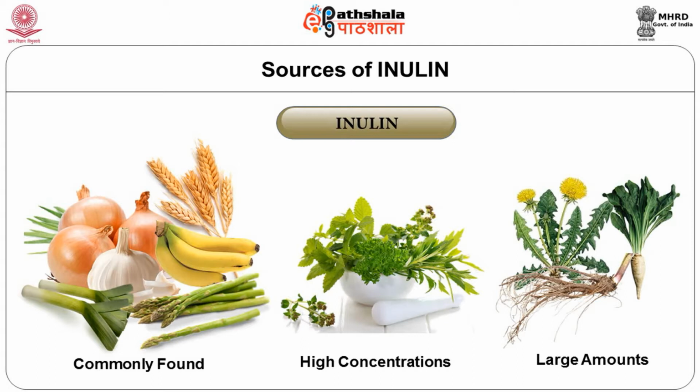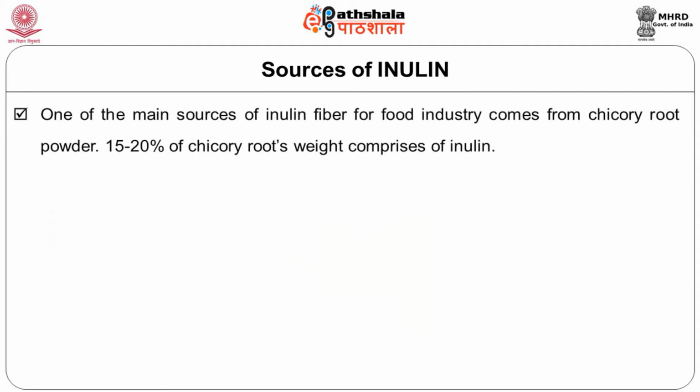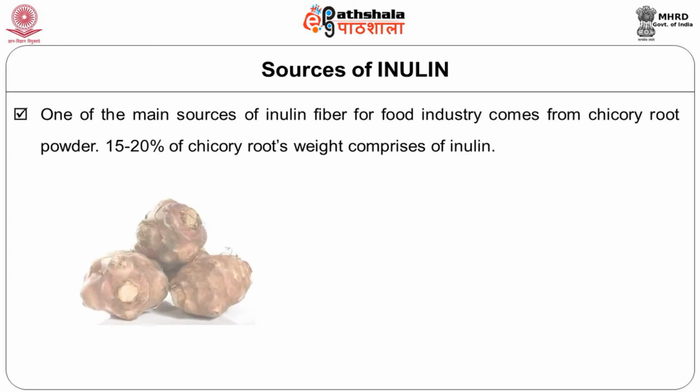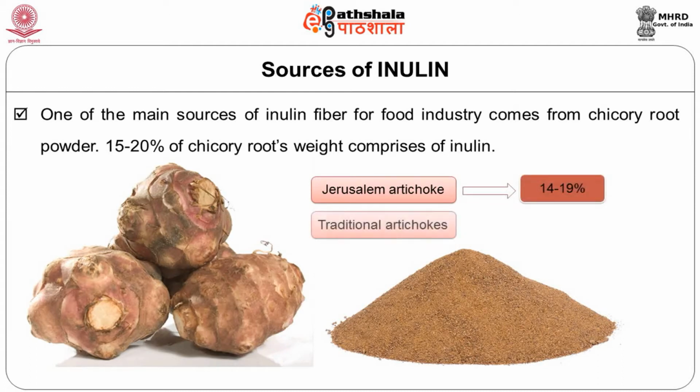Traditional artichokes may contribute about 3 to 10% of their weight as inulin. One of the main sources of inulin fiber for the food industry is chicory root powder. 15 to 20% of the chicory root's weight comprises inulin. Therefore, the food industry uses chicory root most for the extraction of inulin fiber.